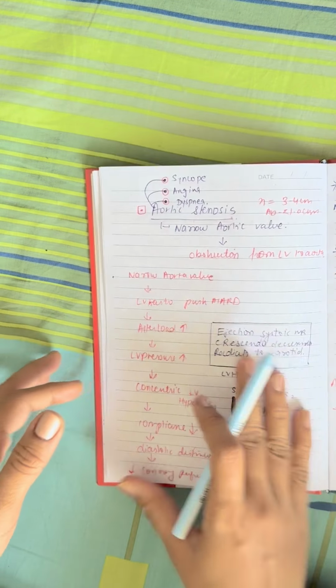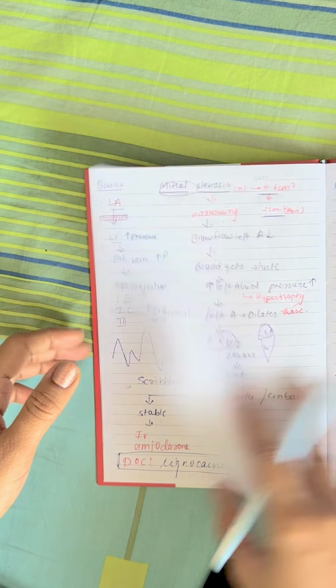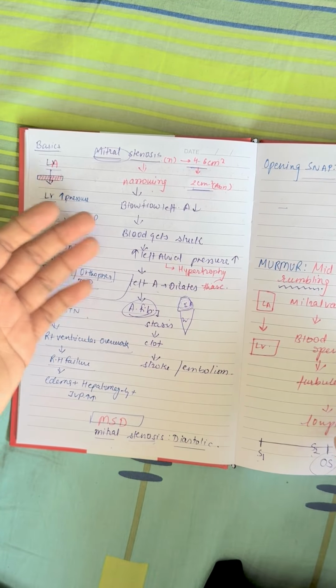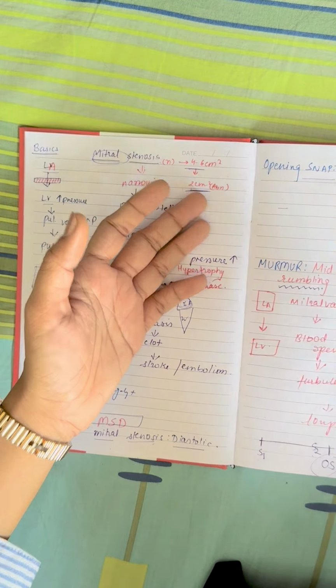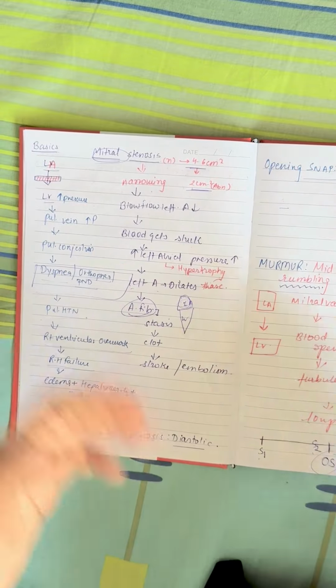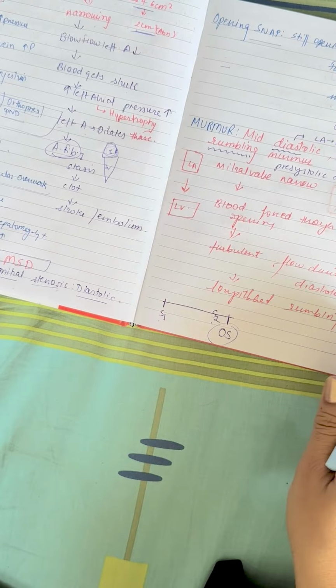That's all about mitral stenosis, I guess. Thank you so much for listening to me. What's important in here? You see the pathophysiology, you see the valve areas, you see the murmur. Of course, it's going to be a diastolic, low pitched, rumbling murmur at the apex. You see this location, and you remember MSD.